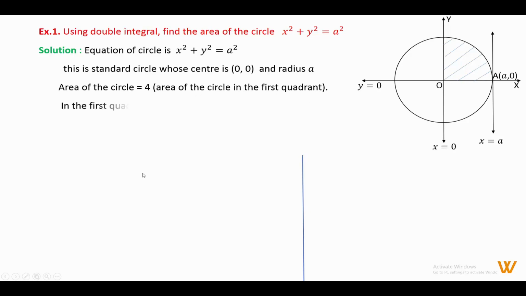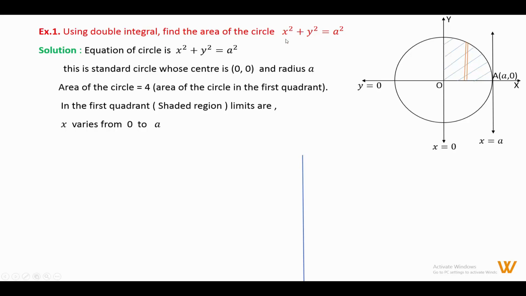And in the first quadrant, the limits are: this part is in between x is 0 and x is a, so x varies from 0 to a. Now for the value of y, draw a strip. In this strip y varies from this line to this curve. Here the equation of the line is y equal to 0, so y varies from 0 to this curve.